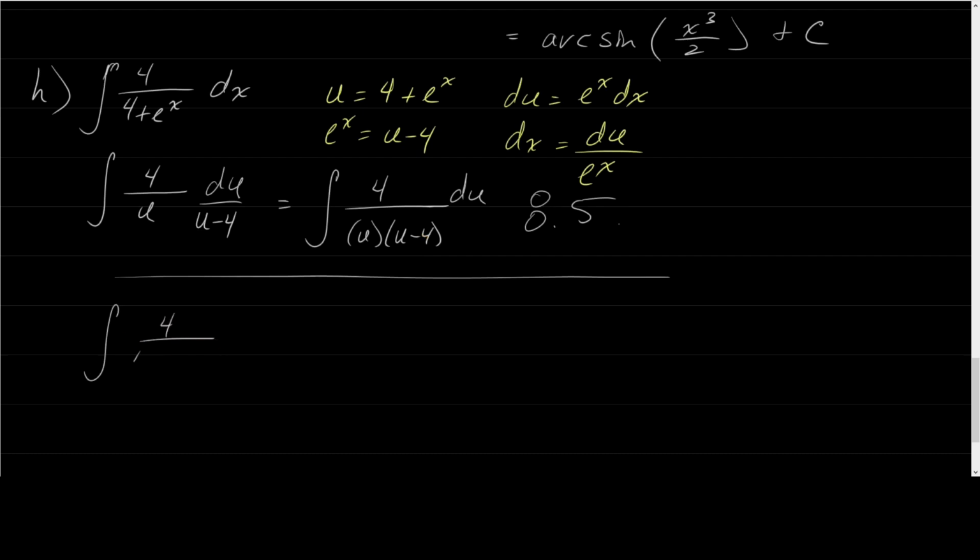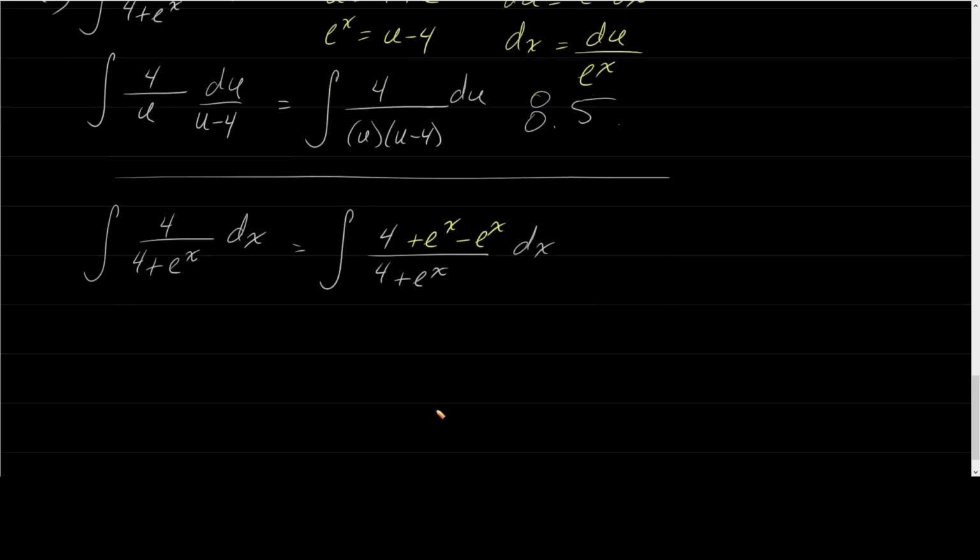So I have the integral of 4 over 4 plus e to the x dx. One of the things that we spoke about earlier was adding 0. So that's exactly what I'm going to do in this case. I'm going to add 0, and that 0 is going to be e to the x minus e to the x. So I'm adding e to the x and subtracting e to the x. That is just 0, so that doesn't change anything.